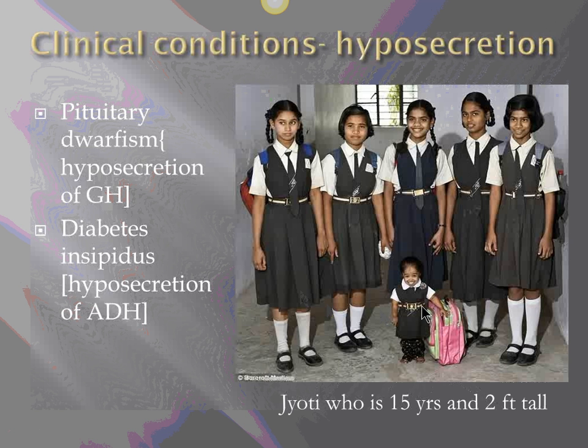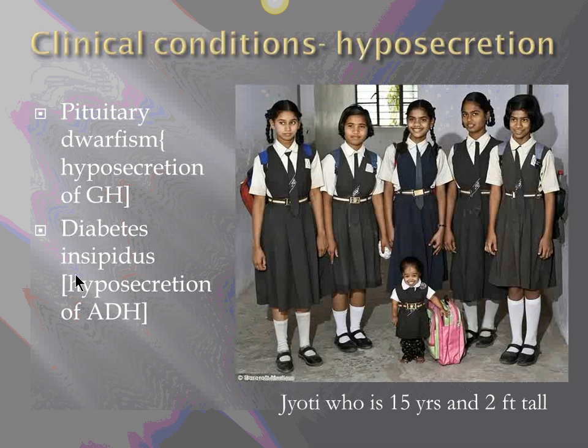So you can see this girl, this is all girls of the same age, about 15 years old, and you can see she's only about 2 feet tall. So you can see compared to all of them how tiny she is, okay? And then we have a condition where there is hyposecretion of ADH. So this is another hormone. And this condition is known as diabetes insipidus. It's called insipidus because the urine is insipid. It's not sweet, like diabetes mellitus.